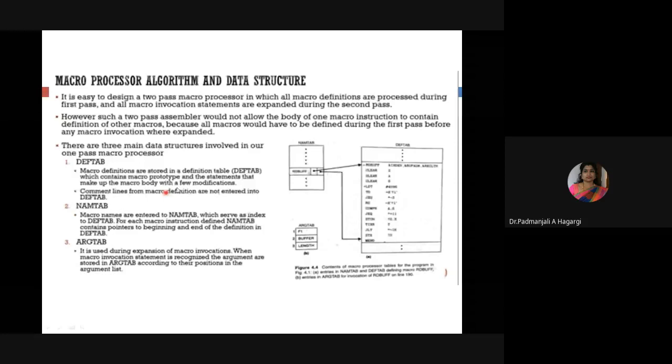So how many tables have we encountered so far? Two tables: one is the definition table and the other is the macro name table. For example, say in a program I have some macros, macro 1, macro 2 and macro 3. These three are the names of the macros. In macro 1 I may be doing addition, in macro 2 subtraction, and in macro 3 some other task. These three macro names are structured in a data structure called the macro name table.